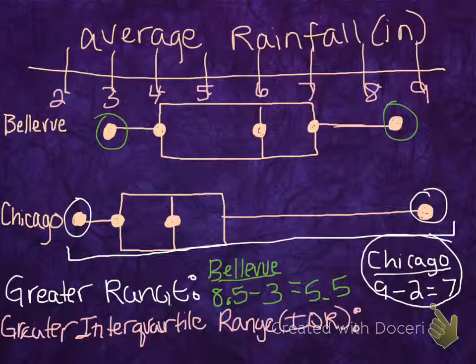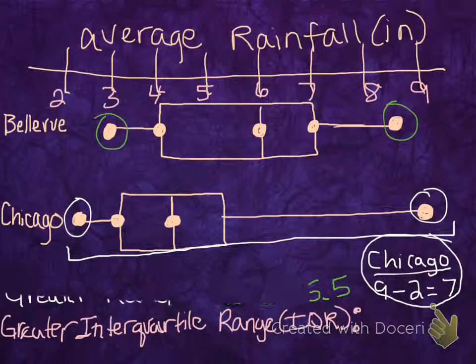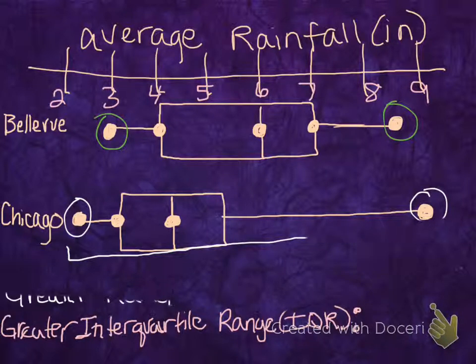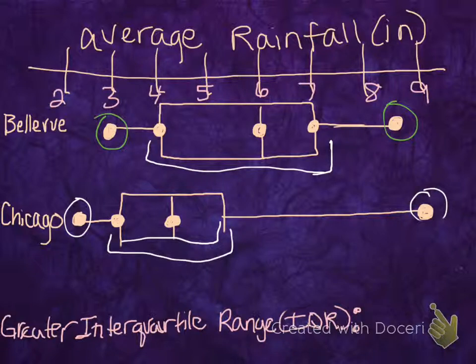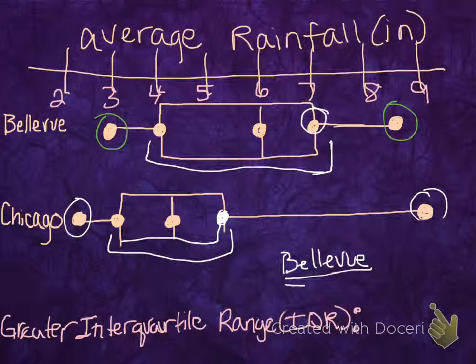The other thing we can talk about is interquartile range. When I talk about interquartile range, it's very similar to the actual range, except interquartile range is just talking about the actual box. So it's talking about the box for Bellevue and Chicago. If I want to look at the interquartile range for Bellevue, I'm going to take my Q3, which is 7, and I'm going to subtract my Q1, which is 4. So my interquartile range for Bellevue is 3.